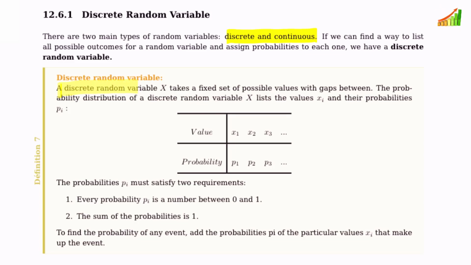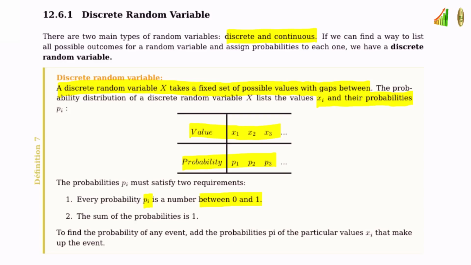A discrete random variable X takes a fixed set of possible values with gaps between. The probability distribution of a discrete random variable X lists the values xi and their probabilities, just like I explained in the previous example. We write the value of X and corresponding probabilities. Every probability pi is a number between 0 and 1. We know that already. Probability is always between 0 and 1. Minimum is 0 and maximum is 1.